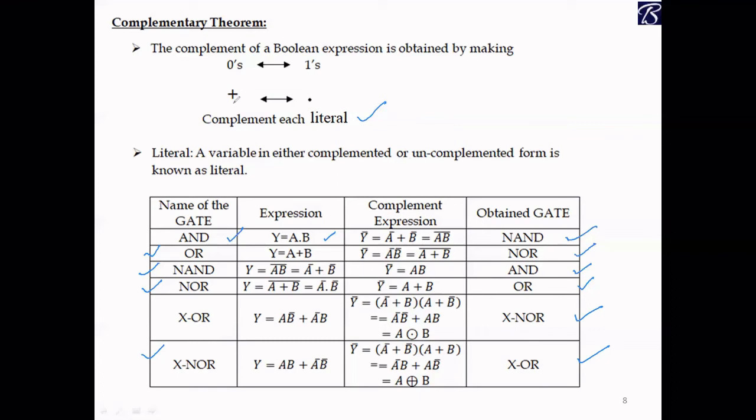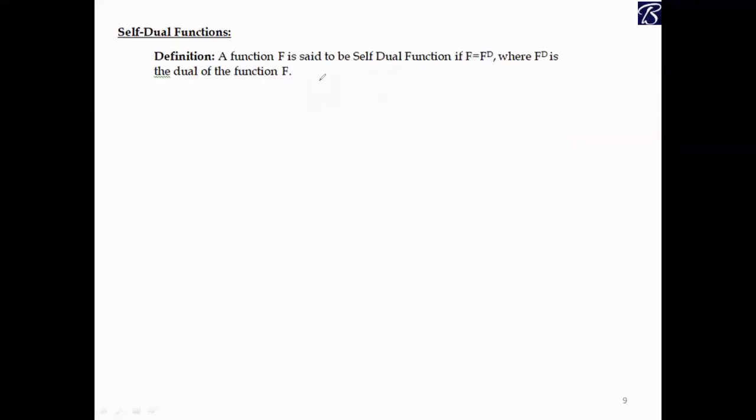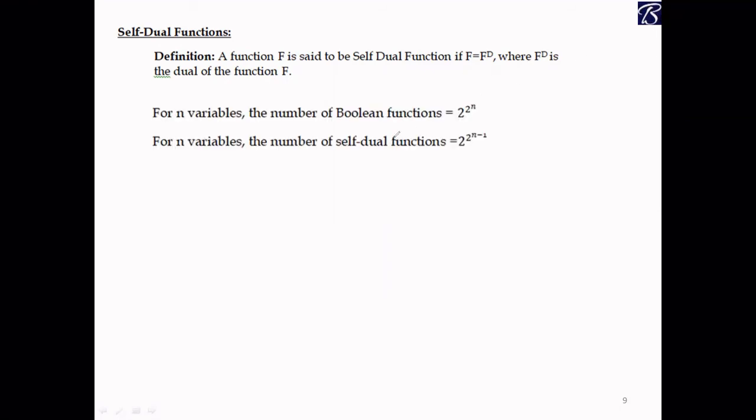So what do we need to remember here? First, to get the complement of a given Boolean expression, first find out the dual and then complement each literal. A function f is said to be a self-dual function if f equals fd, where fd is the dual of the function. Now we find the dual of the function. If both are equal, then we can say that the given Boolean function is a self-dual function.